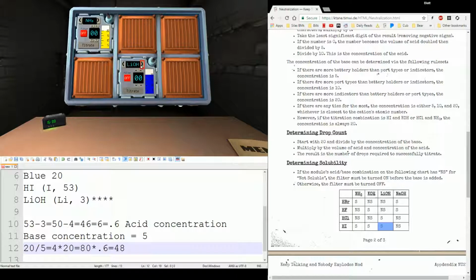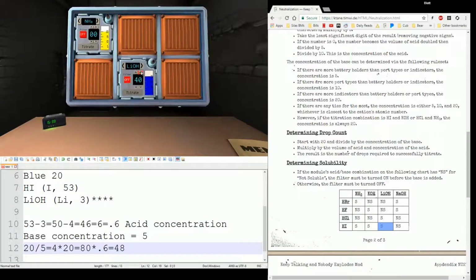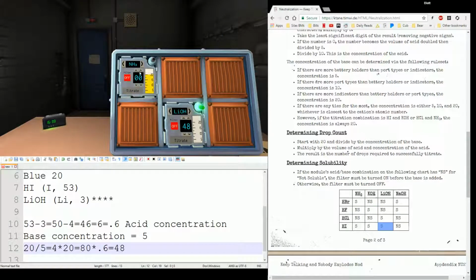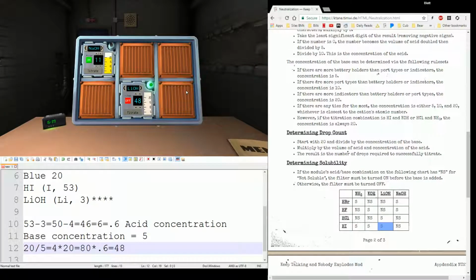Let's go ahead and just do it here on the back for fun. Now, if you do get this wrong, it does make a very satisfying sound. The sound of a shattering beaker. It always makes me happy to hear that. But that's concentration.